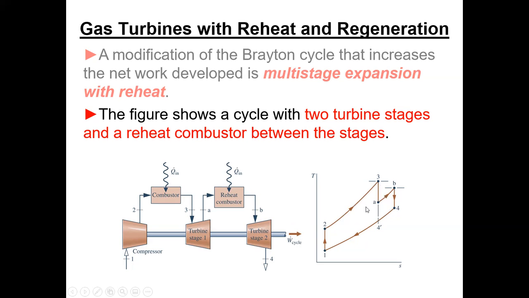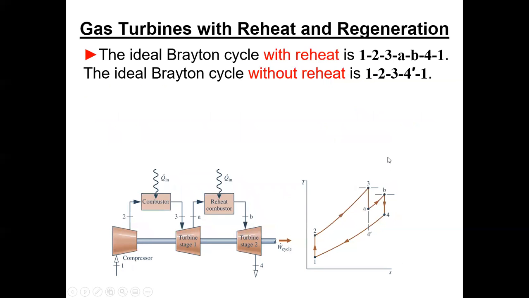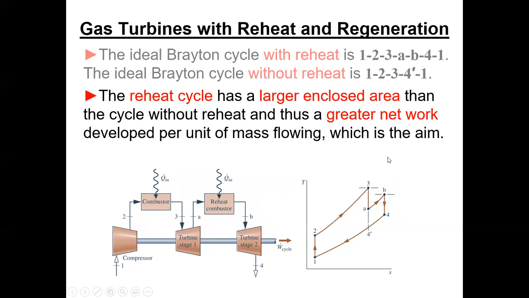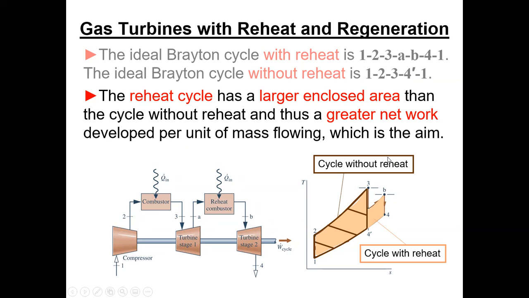Efficiency is going up because the average temperature during the heat addition is going to go up, because we went from 1 to 2, and then we heated from A to B. So when you put all that in the mix, you're going to have a higher temperature, so you're going to get better efficiency. The reheat cycle has a larger enclosed area than the cycle without reheat, thus greater net work developed per unit mass, which is the aim. There's the work developed per unit mass with reheat, and it is without reheat. So we pick up that extra little amount that jogs out on the end.